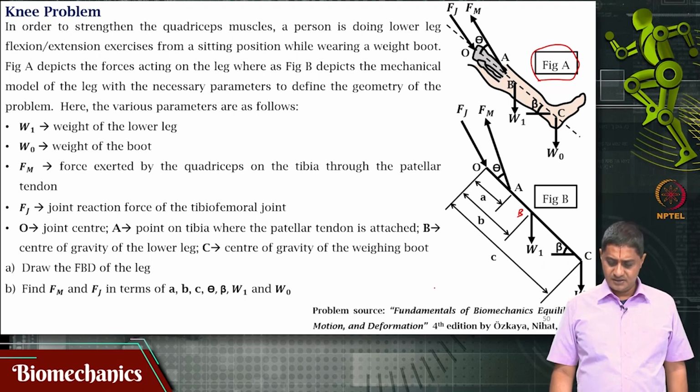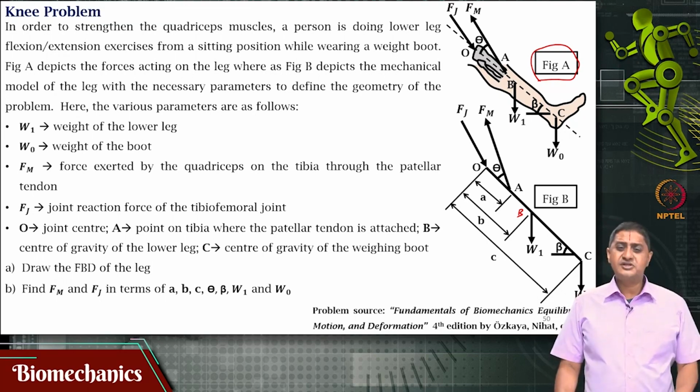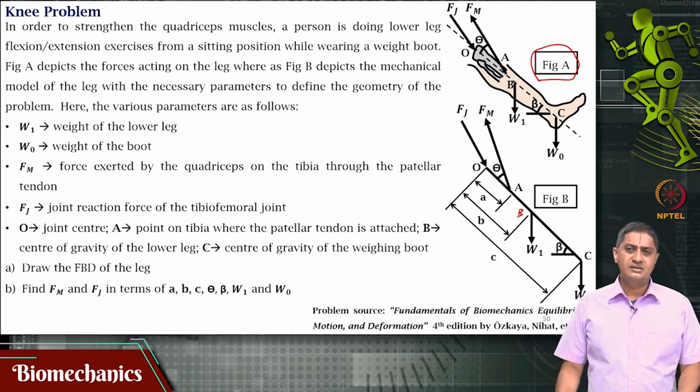Capital C is the center of gravity of the weighing boot and the foot, for example, put together. Where is that center of gravity? The question is, find the muscle force Fm and the joint reaction force Fj in terms of the distances A, B, C and theta, beta, W1 and W0.